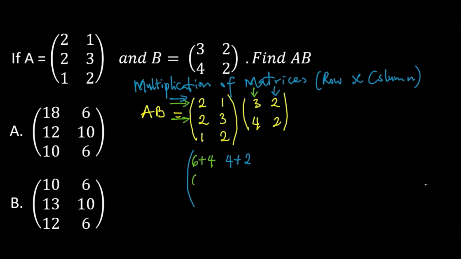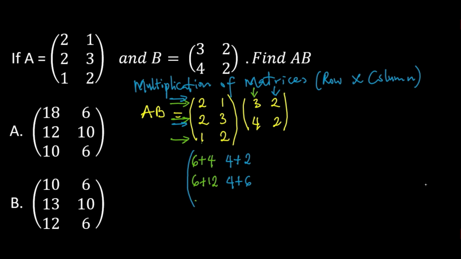2 times 3 will give us 6. And 3 times 4 will give us 12. Okay, that same second row, we also multiply the second column there of B. So 2 times 2 will give us 4. And 3 times 2 also will give us 6. So we go to the third row of A, multiply the first column of B.